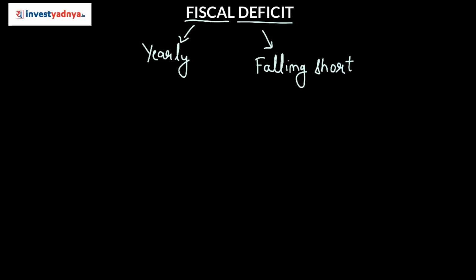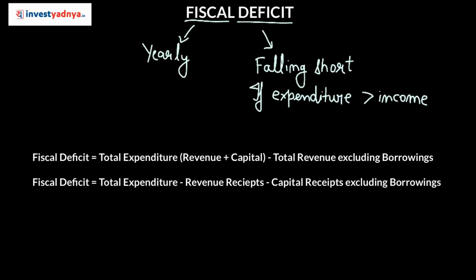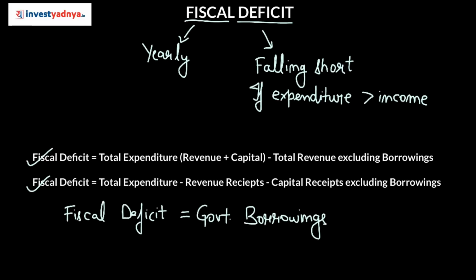Now, fiscal deficit occurs when a government's total expenditure, which includes both revenue and capital expenditure, exceeds the total revenue that it has generated, excluding the government borrowings. So, this is the equation which basically tells you about the fiscal deficit, or it can also be represented like this. So, if we add borrowings to these total receipts, the fiscal deficit is 0. Therefore, fiscal deficit actually gives you the borrowing requirement of the government.